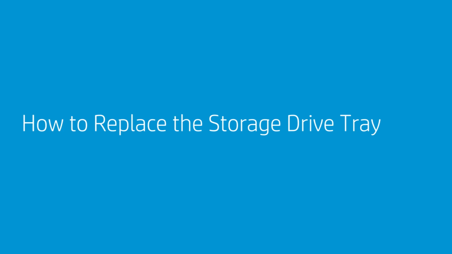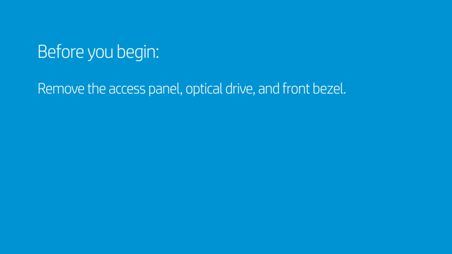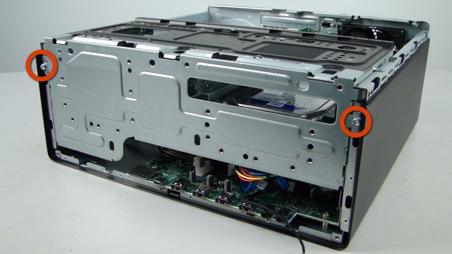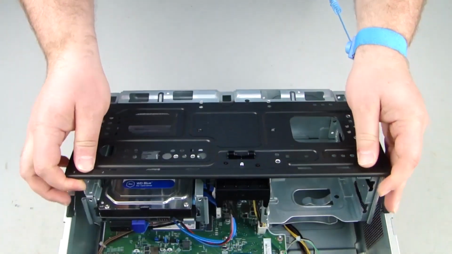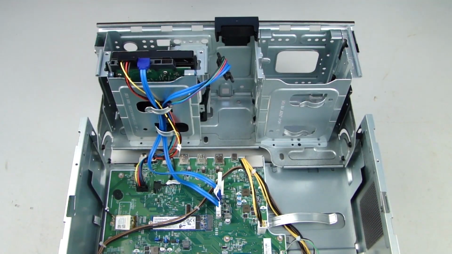How to replace the storage drive tray. Before you begin, remove the access panel, optical drive, and front bezel. Removal. Remove the 2 Torx T15 screws securing the storage drive tray to the front of the chassis. Rotate the storage drive tray out and away from the chassis until it stops.